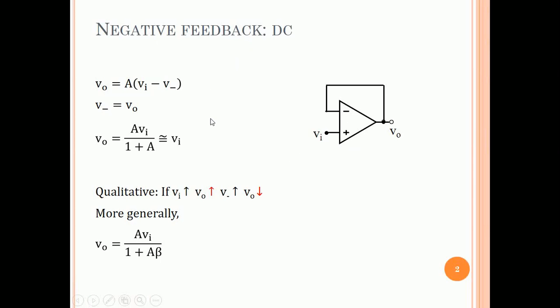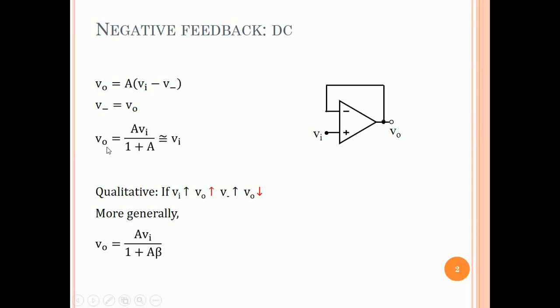So we write the equation. For the operational amplifier, VO is equal to A into (VI minus V minus), where V minus is the negative input terminal. Of course, in this circuit, V minus is equal to VO. So we substitute, and then we solve for VO. We get VO equal to A VI over 1 plus A. And if A is very large, then of course this is equal to VI.